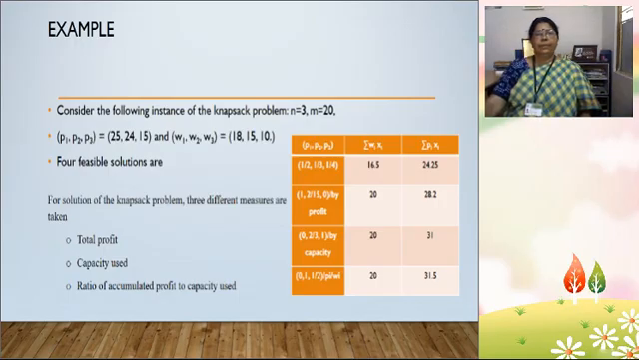So for example, we are given 3 objects and the knapsack capacity is 20. There are different combinations. You could see 1, 2, 3 and 4. The first one, the total weight is 16.5, yields a profit of 24.25. The second option, the total weight is equal to 20, but the profit earned is 28.2.